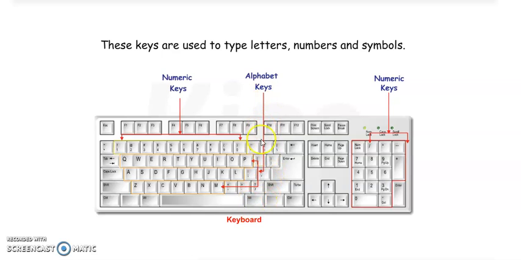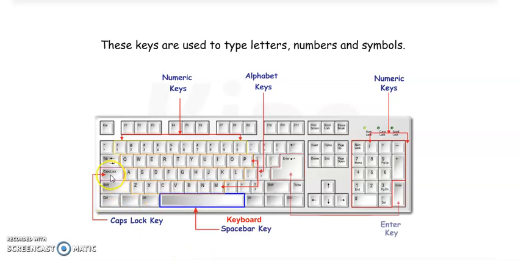You can see these arrows pointing. What are the keys? Alphabet keys. These are the number keys, and this is our numeric keypad. We can use this keypad like calculator. These are called numeric keys. Number keys are called numeric keys.